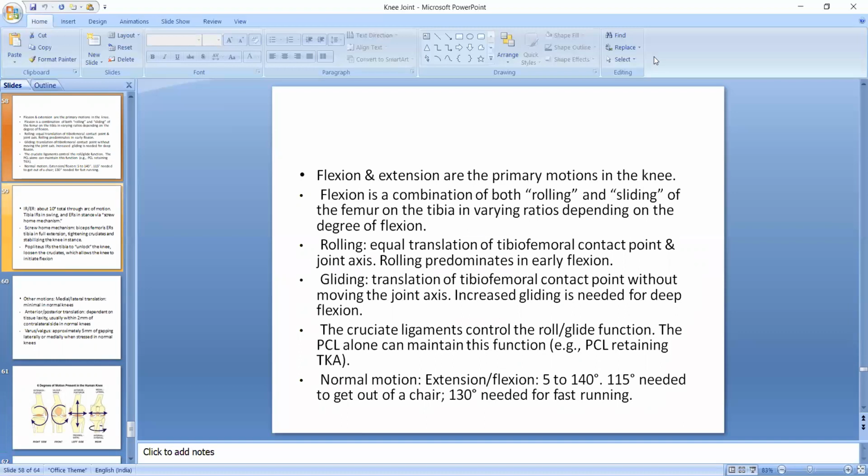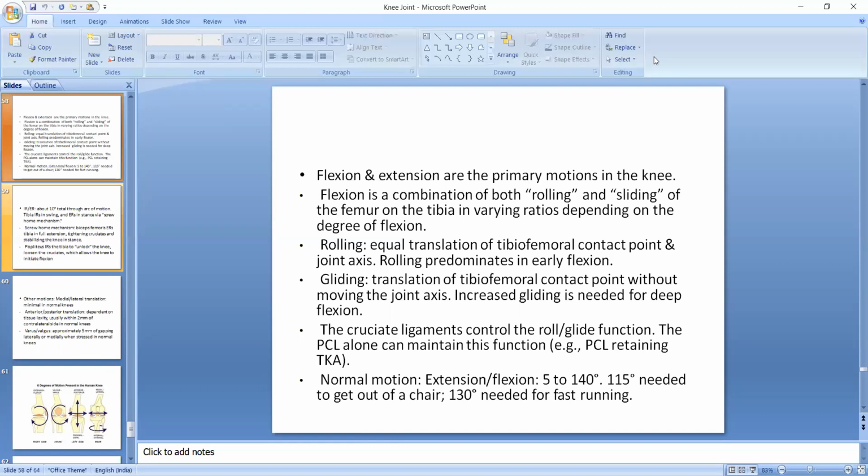Flexion is a combination of both rolling and sliding of the femur on the tibia in varying degrees depending on the degree of flexion. Rolling is equal translation of the tibiofemoral contact point with joint axis movement. Rolling predominates in early flexion. Gliding is translation of the tibiofemoral contact point without moving the joint axis. Increased gliding is needed for deep flexion. The cruciate ligaments control the roll and glide function.